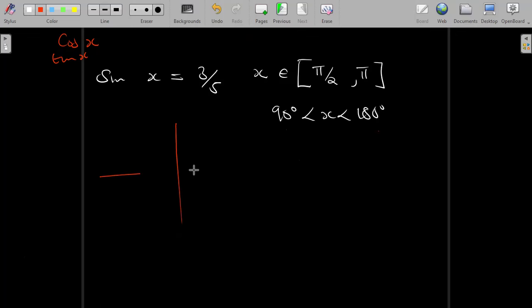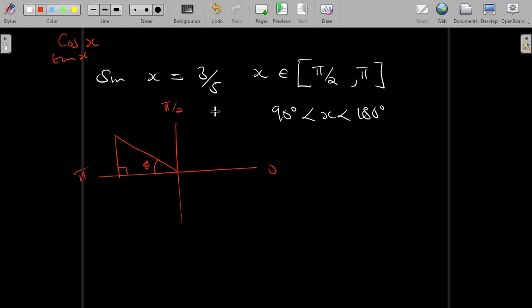If I check that with my graph, here is my 0, that's my pi over 2, and that's my pi. So it's in between, it's here. What does that mean? It lies in the second quadrant. So I have my triangle here like that, and I have my theta here.